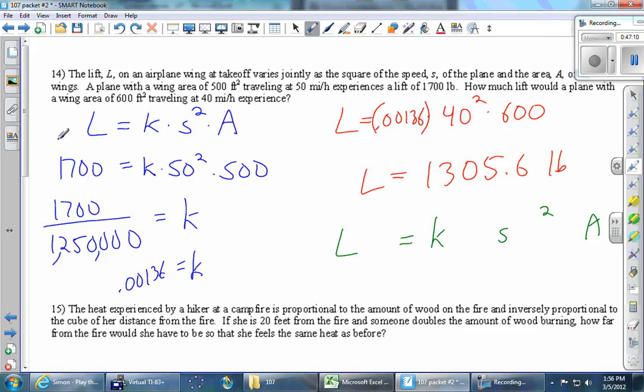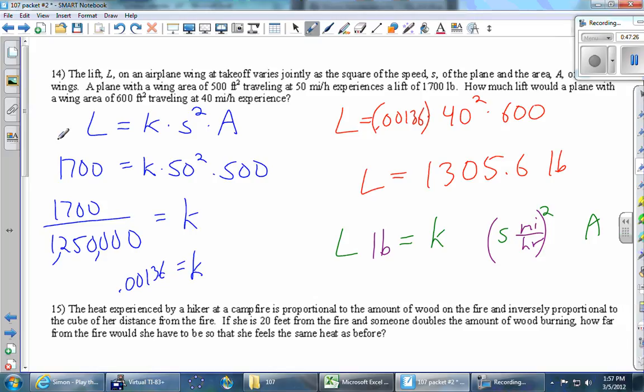What were the units of the lift? That was in pounds. What were the units for S? Was in miles per hour. Notice the parentheses there. The miles per hour are getting squared. And then the units for A was square feet. Okay, so let's see if we can clean this up a bit.